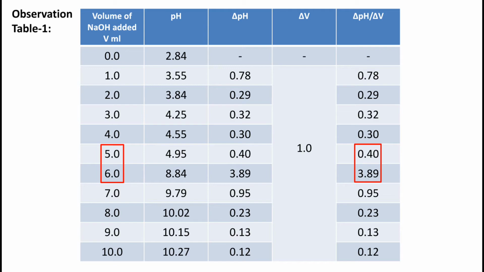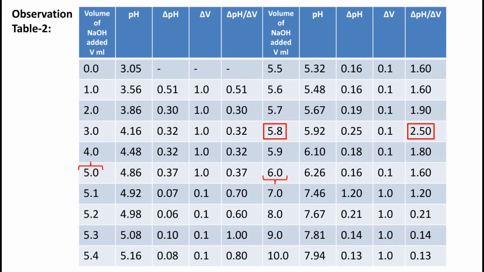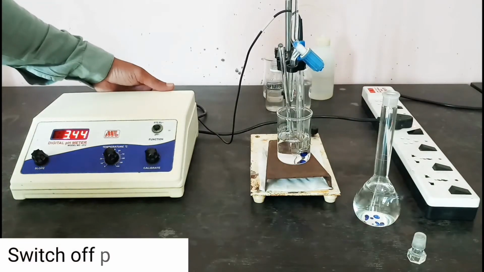We can see the jump between 5 ml and 6 ml, that is from 0.40 to 3.89. So we have to expand the scale between 5 ml and 6 ml as shown in observation table 2, and repeat the practical for observation table 2. In observation table 2, we can see the jump at 5.8 ml, that is 2.50. Switch off the pH meter.